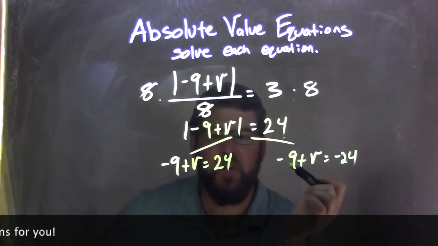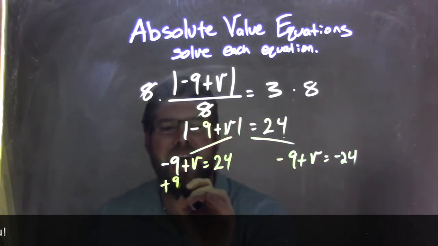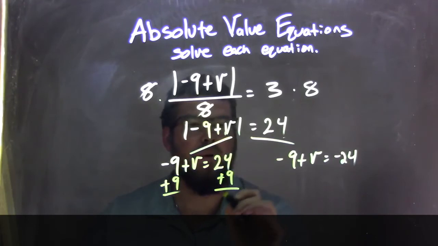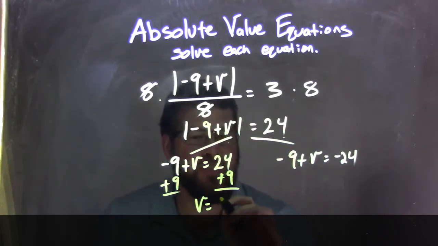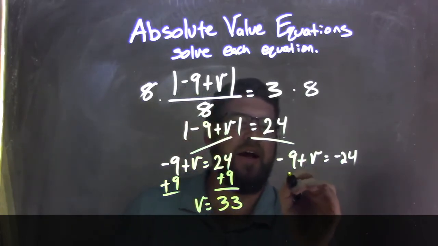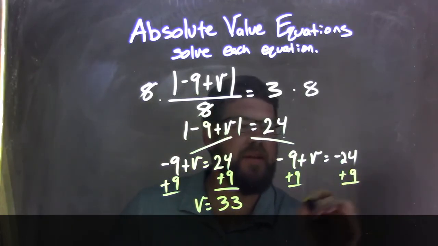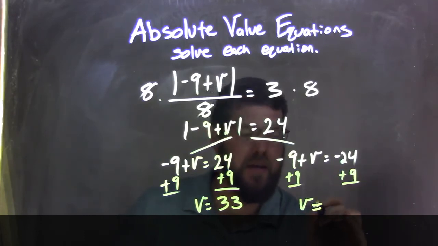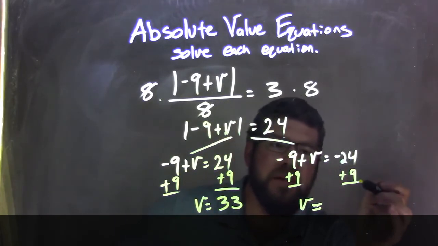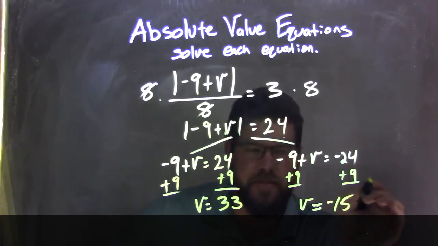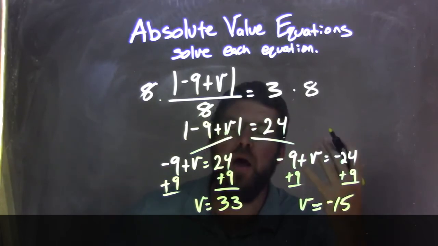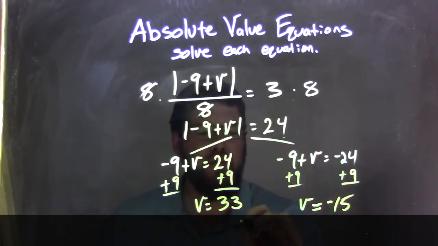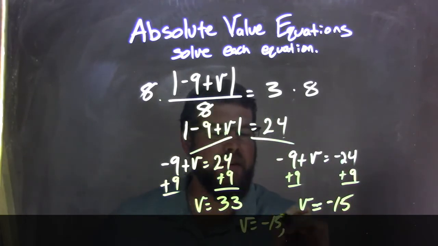So from there, I solve each one individually, right? I have to add a 9 to both sides of the equation, leaving me with v equals 24 plus 9, which is 33. And here I add a 9 to both sides as well, leaving me with v equals, and this one's tricky, okay, negative 24 plus 9 is a negative 15. From there, we have our final answers of 33 and negative 15. I have to write it nice and neat. Negative first, we have v equals negative 15 and positive 33.